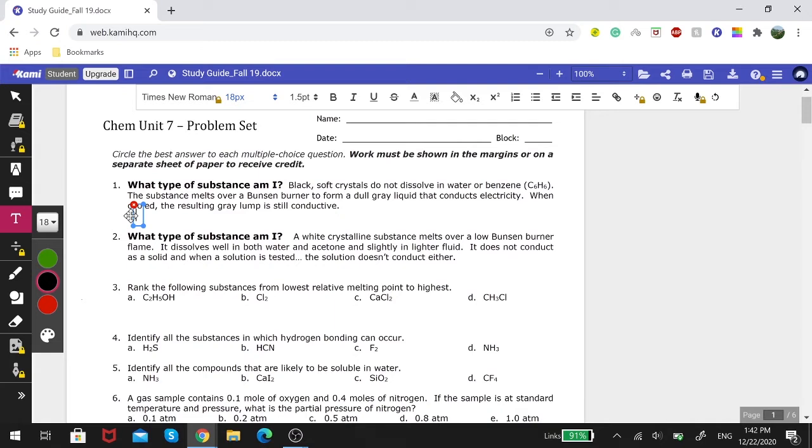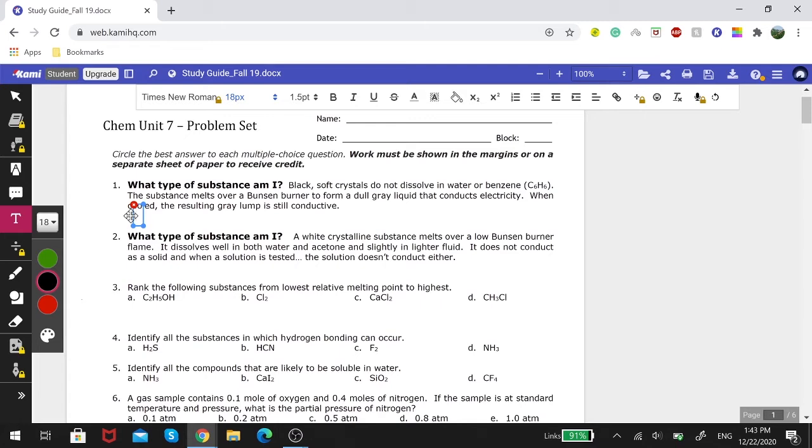It says black soft metals do not dissolve in water or benzene. The substance melts over a Bunsen burner to form a dull gray liquid that conducts electricity. When cooled, the resulting gray lump is still conductive. So now we know this element is conductive. What is conductive? Metals and metalloids.